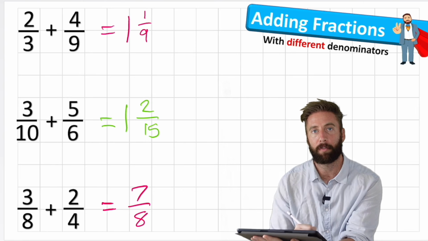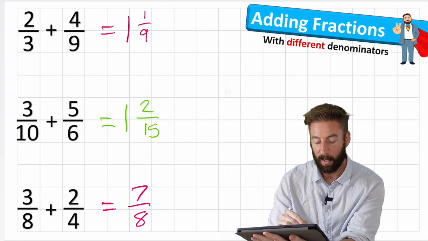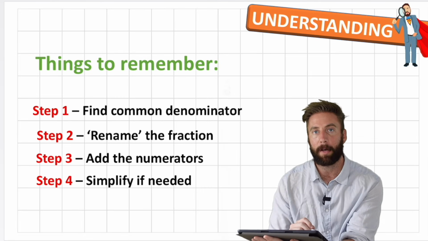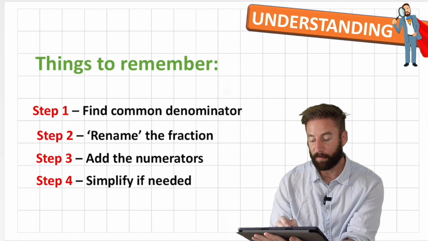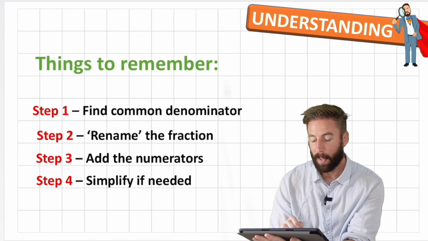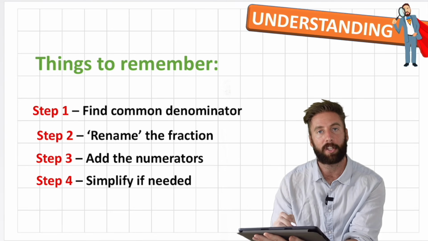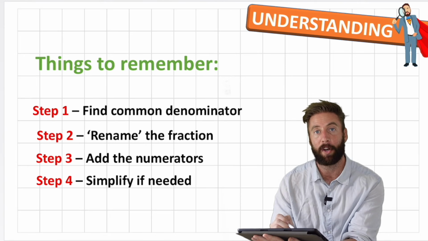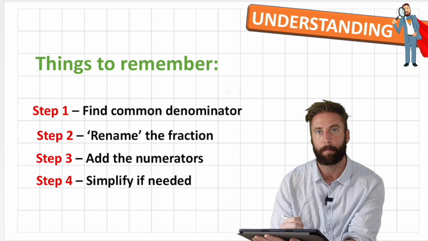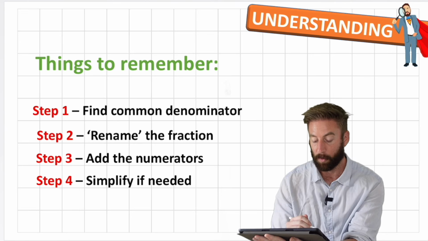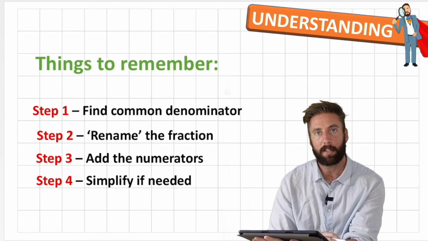Okay, there we go, 3 questions successfully answered. Let's look back at our things to remember, our steps. First step is to find a common denominator. We're going to use our equivalent fraction skills to do that. Then we're going to rename the fraction. Then we're going to add the numerators, and then we're going to simplify if needed, and if we're in an improper fraction, convert it to a mixed number using our new skills on that as well. So there we go, nice and simple.